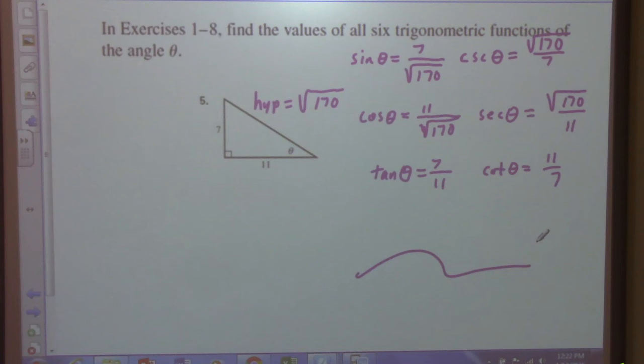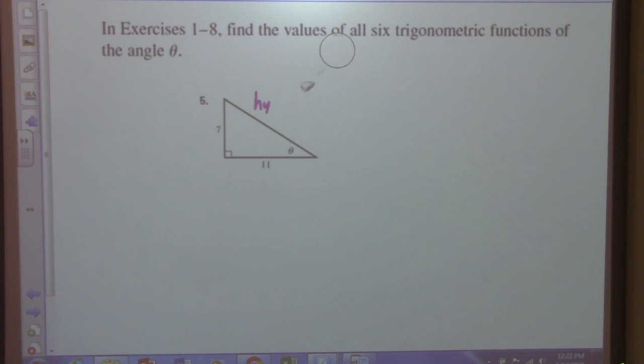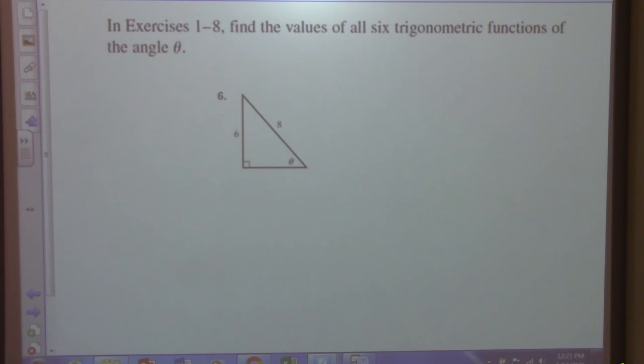All right, Justin. Yes, I got it. All right, thank you. All right, Justin, number 6. The adjacent is square root of 28, right? Okay, we have c squared minus a squared equals b squared, right? So it's 64 minus 36 is 28. The square root of that is square root of 28. Okay, good work. All right, what do we have next?